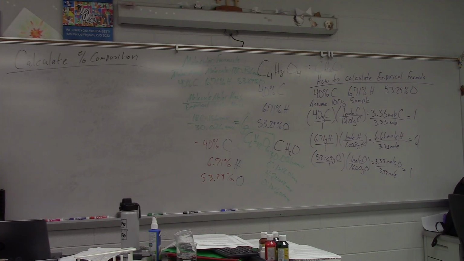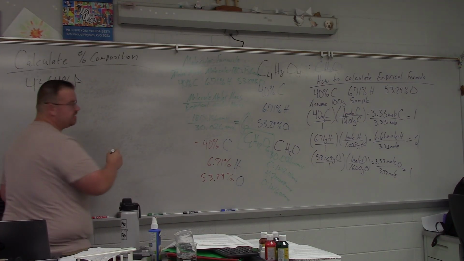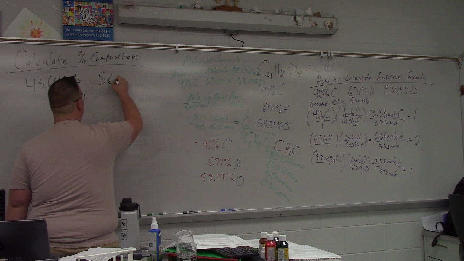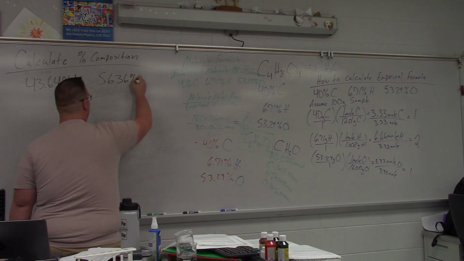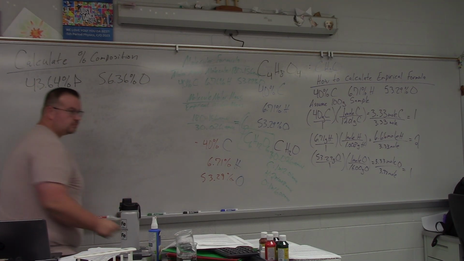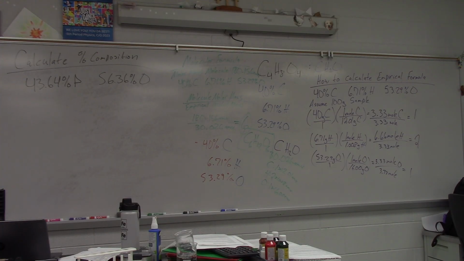All right, I want you to calculate the empirical formula for a compound that has 43.64% phosphorus, and let's do 56.36% oxygen. You want to give it a shot? You want me to roll through it?